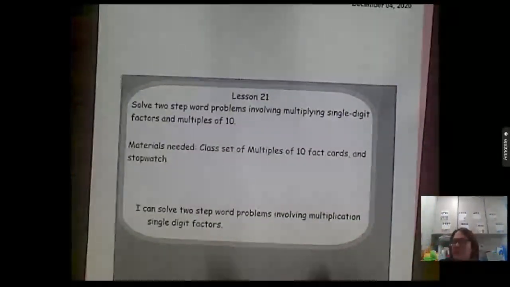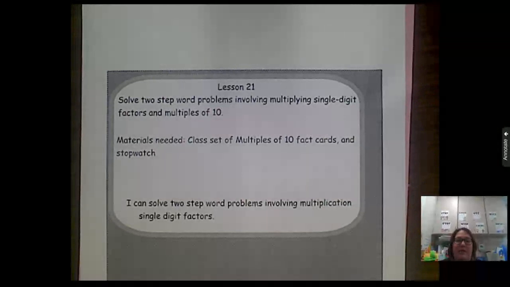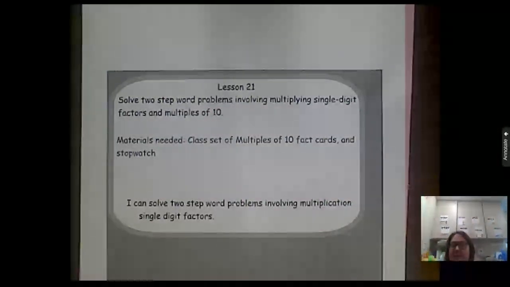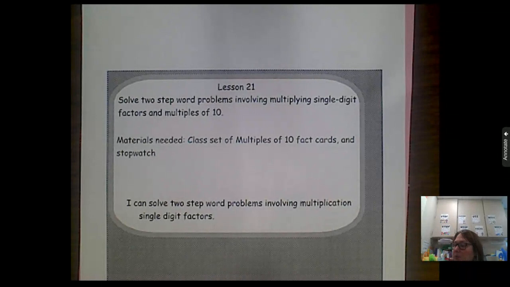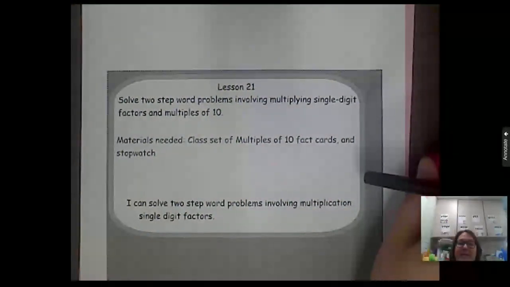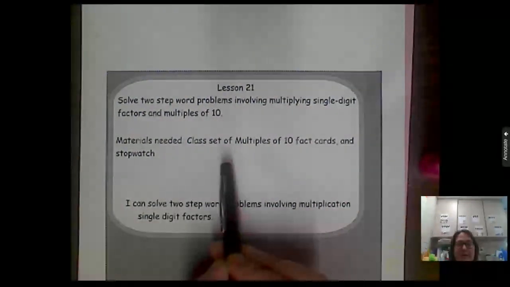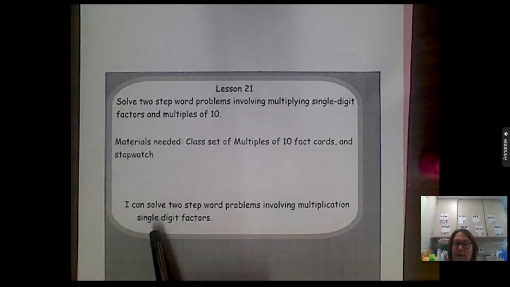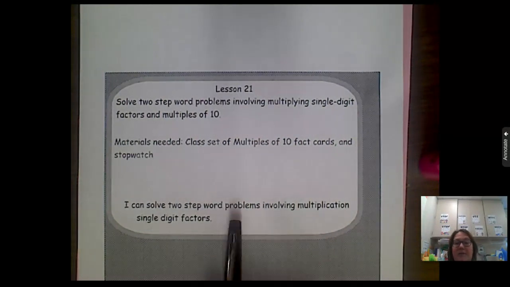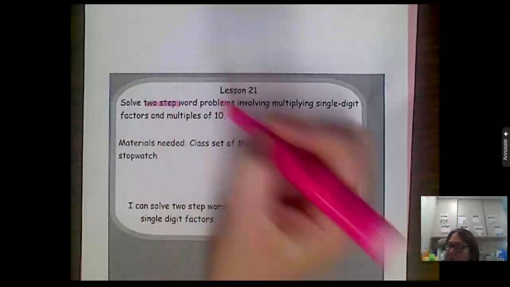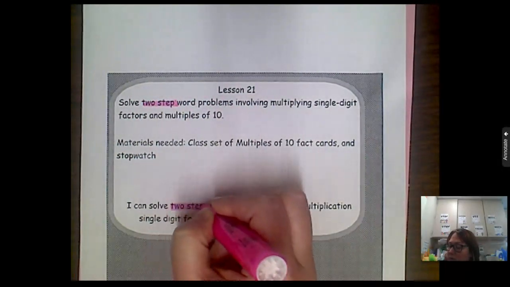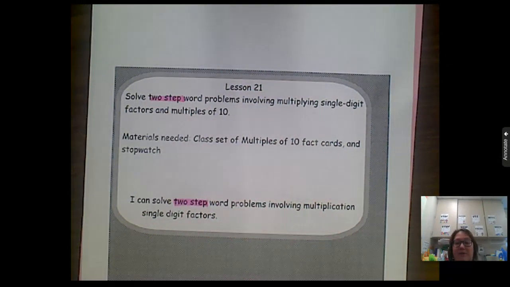Okay, so if we look at our objective and our I can statement for our lesson today, for lesson 21, it says we are solving two-step word problems involving multiplying single-digit factors and multiples of 10. We don't need to worry about that right there. We'll hop down to our I can statement. I can solve two-step word problems involving multiplication and single-digit factors. So word problems today, and more specifically, they are two-step word problems. That just means we have a little bit more work to do. But if we just work through it carefully, we'll be just fine.